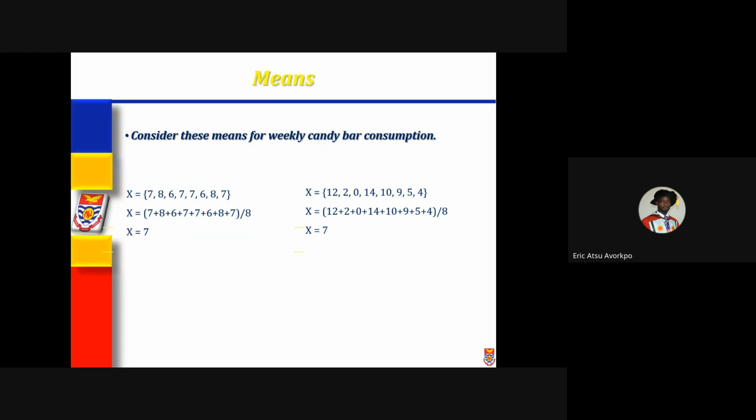Now, from this, I'll ask another question. Of these two, you see that the mean value is the same, right? Irrespective of the numbers inside these sets. Which of them provides us with a better description of the data than the other? Who is helping us? Simon, do you want to help us? Which of them, the first one or the second one, gives us a better description of the data?